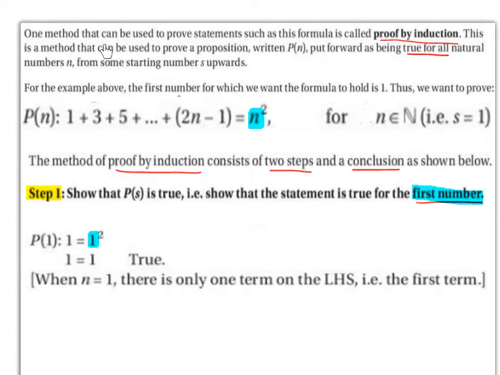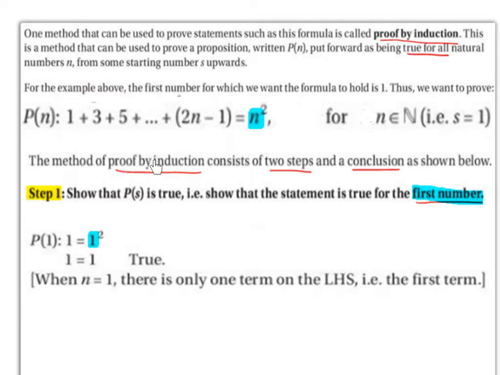This is a method that can be used to prove a proposition, written P of n, put forward as being true for all natural numbers n, from some starting number s upwards. For the example in the previous slide, the first number for which we want the formula to hold is 1. Thus, we want to prove P of n: 1 plus 3 plus 5 plus dot dot dot plus 2n minus 1 is equal to n squared, for all n elements of the natural number set, i.e. s equals 1.